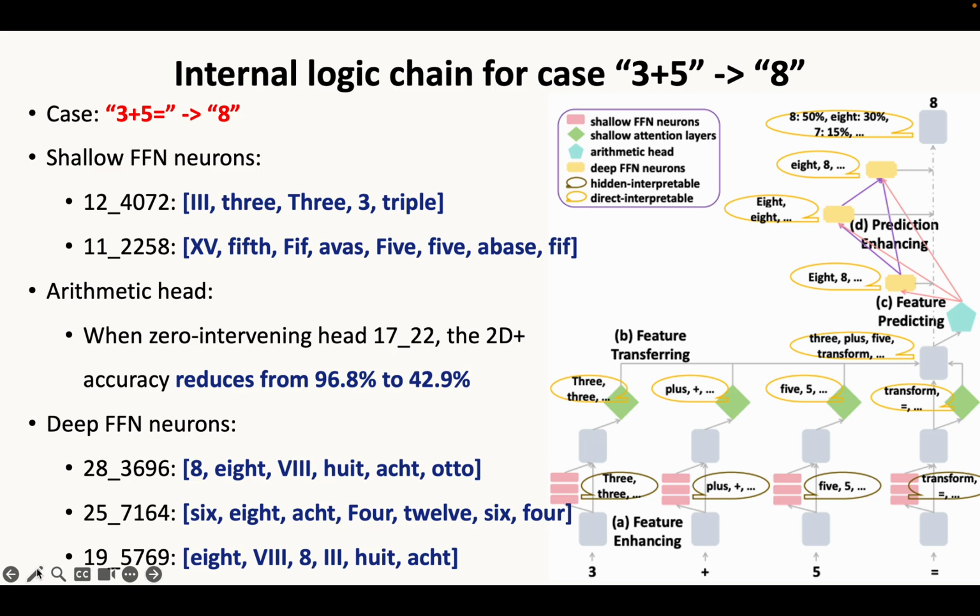Based on this analysis and results, we can construct the internal logic chain for the case 3 plus 5 is 8. First, in shallow layers, there is a feature enhancing stage. The hidden interpretable shallow FFN neurons related to the input tokens are activated. Then these enhanced features are transferred into the last position. The arithmetic head takes all the enhanced features as input and activates the deep FFN neurons related to the final prediction 8. Among the deep neurons, the lower neurons activate the upper neurons during the prediction enhancing stage.